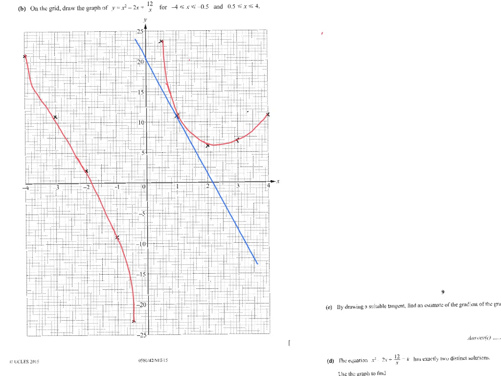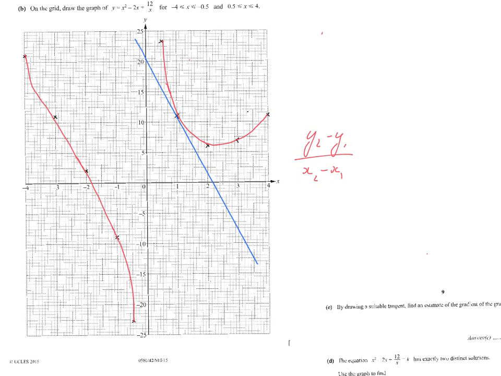And how do you calculate the gradient? Well, the gradient is y2 minus y1 over x2 minus x1, isn't it? So delta y over delta x, or whatever your teacher taught you. Rise over run, some people say. So I need two coordinates.